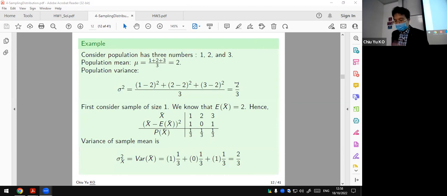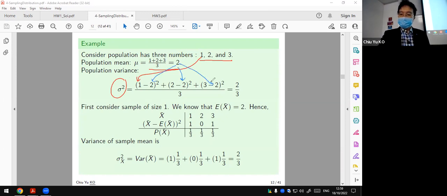Before we go on, let's look at the example again, so you understand what the standard error or variance of the sample mean is. We have three numbers, 1, 2, 3, and the population mean is 2. Looking at topic 1, how do we calculate the variance? You take each number, minus the mean, and square it, and there are 3 of them over 3, so it's 2/3.